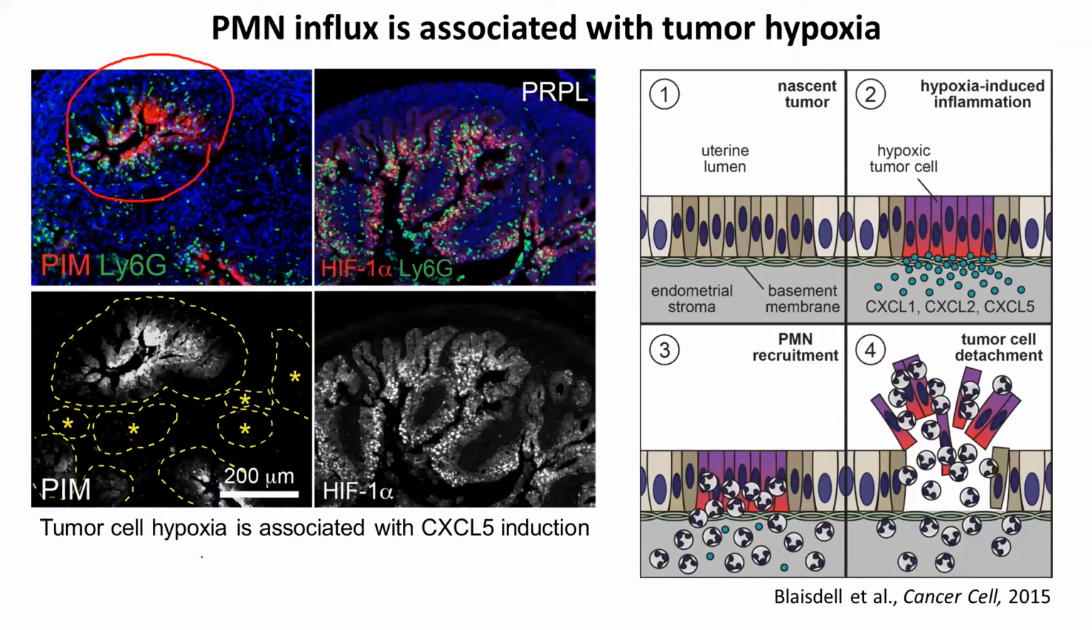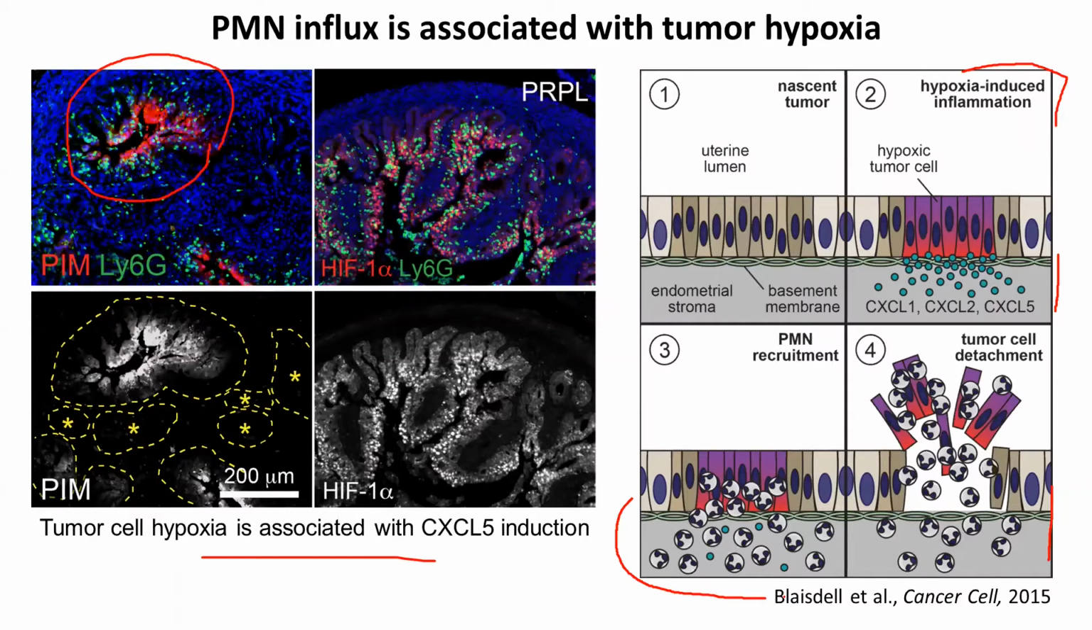Importantly, we found that the tumor cell hypoxia was strongly associated with the induction of CXCR2 ligands, so chemoattractants of neutrophils: CXCL1, CXCL2, and mostly CXCL5. So in sum, using this model recapitulating the human disease, we found that the hypoxia-induced inflammation induced the production of CXCL1, CXCL2, CXCL5, chemoattractants of neutrophils, leading to the PMN recruitment in situ, allowing the cells to induce the tumor cell detachment.